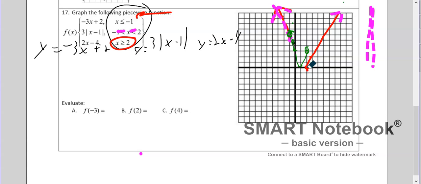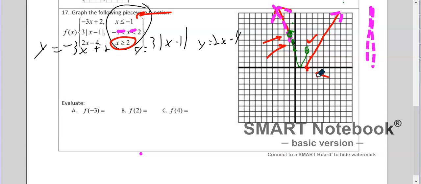So notice at -1, I have a solid dot right there at -1, 5, and I have an open dot at -1, 6. Over here at 2, at 2, 3, I have an open dot, and at 2, 0, I have a solid dot. If they're lined up underneath each other, one has to be open and one has to be solid. Okay? So, that is our piecewise function.